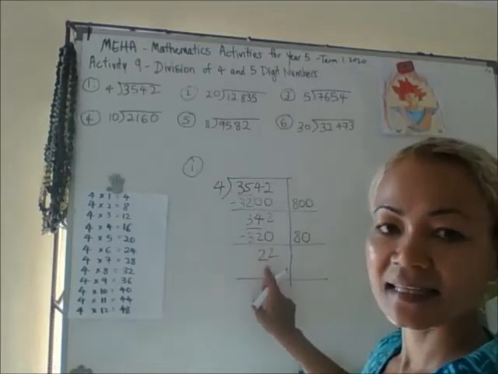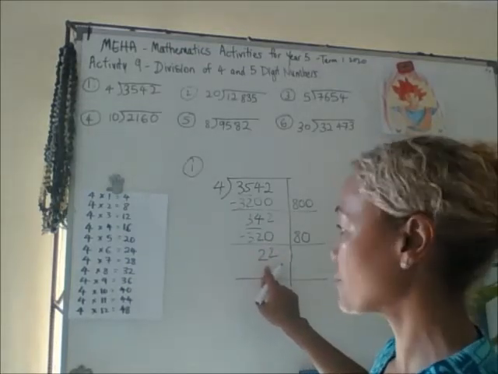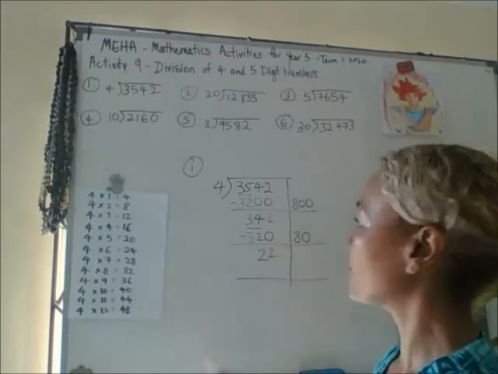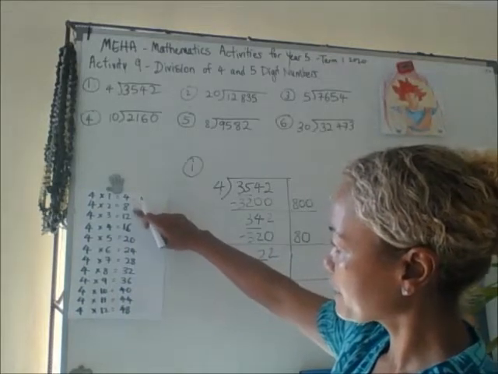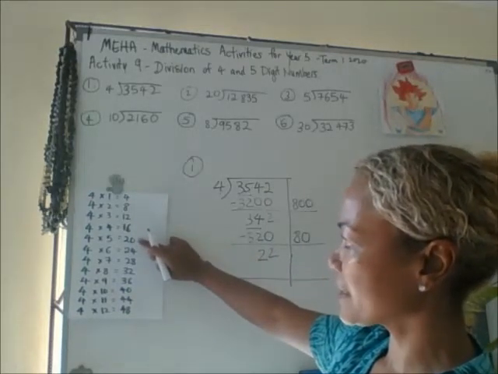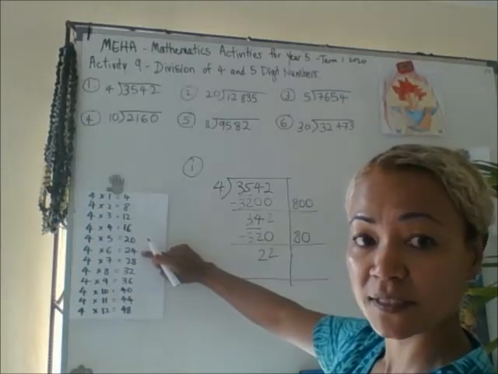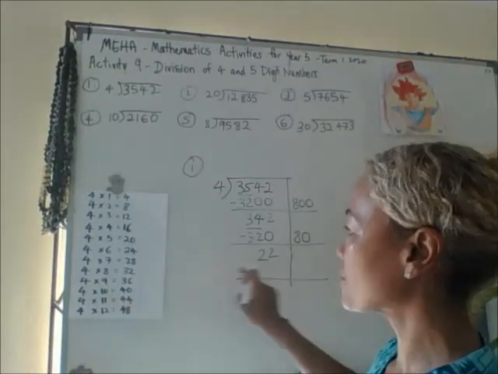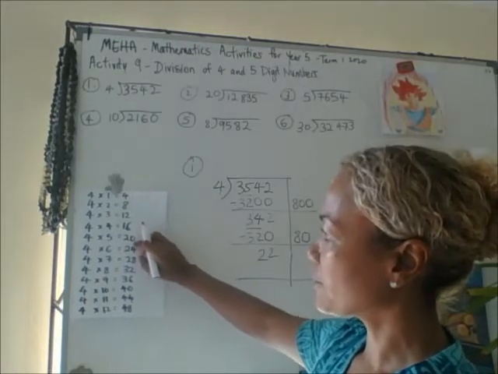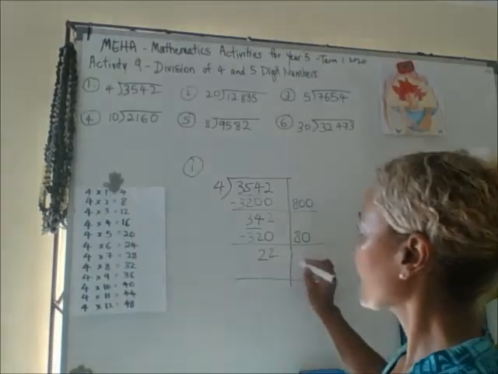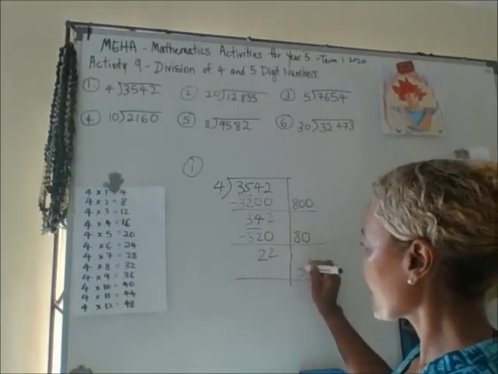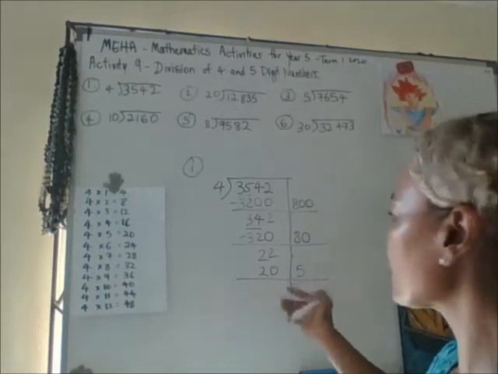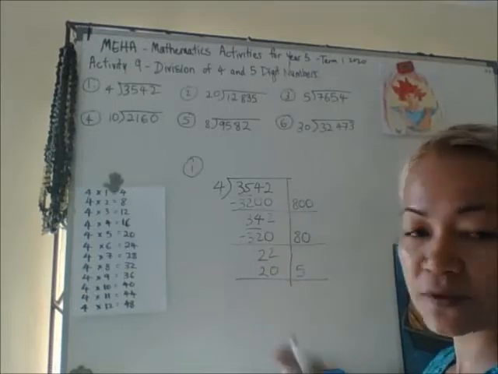4 times what is a number close to 22? Because 4 can't go into 2, so we're looking at both digits, 22. Again, to the 4 times table. 4 5s are 20. We can't use 4 6s because that's 24. 6 4s are 24. Too big. It's bigger than 22. So we'll go 5 4s are 20. 4 times 5 is equal to 20. No need to add any more zeros here because 2 digits on top, 2 digits on the bottom.